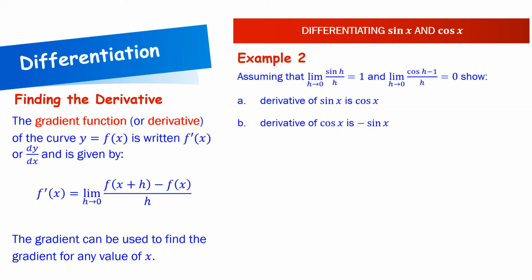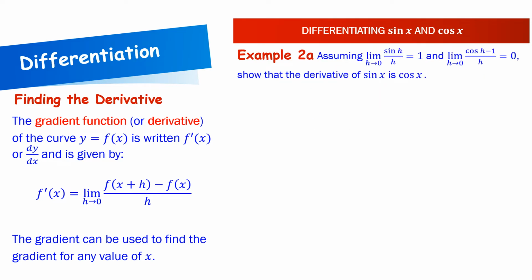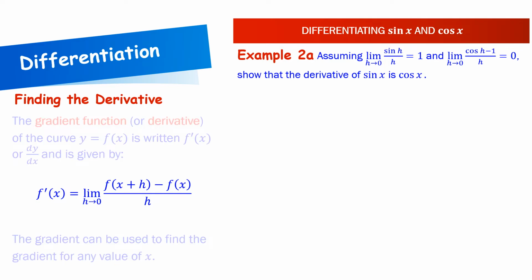We will now apply these small angle approximations to an example. Pause the video and have a go. Press play when you're ready to view the solutions. Let's take a look at part A first. Assuming the small angle approximations shown, show that the derivative of sin x is cos x. So let's solve this.